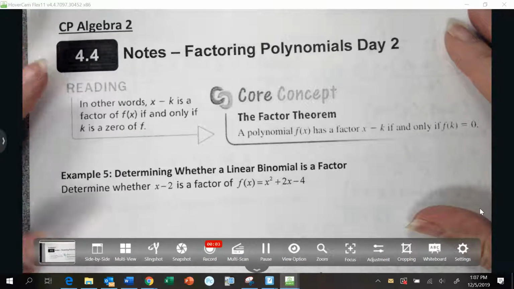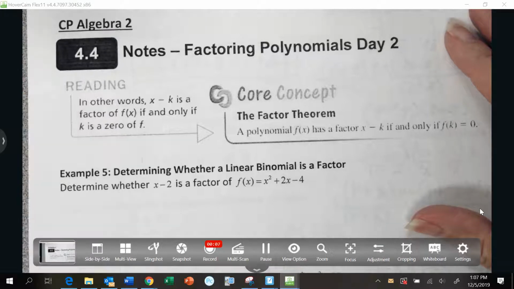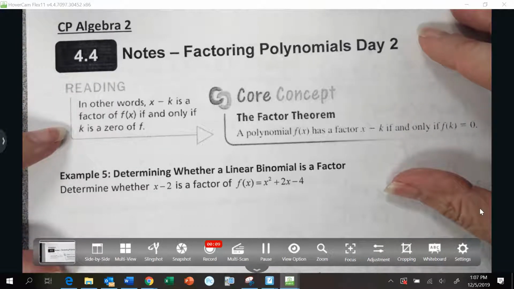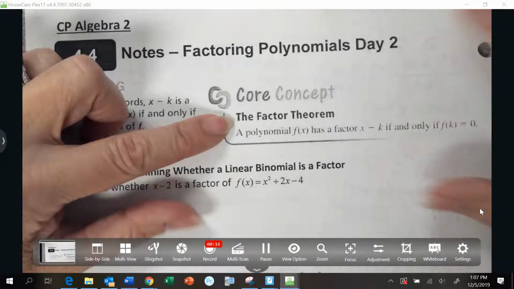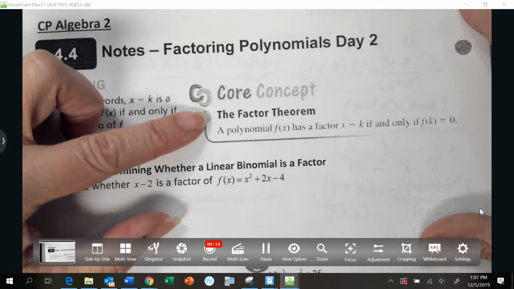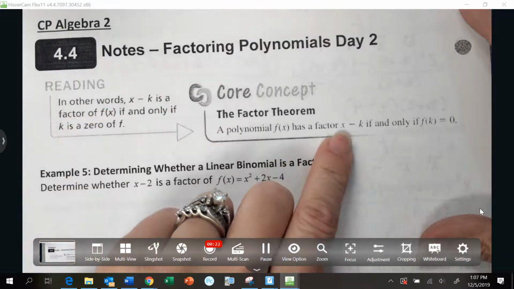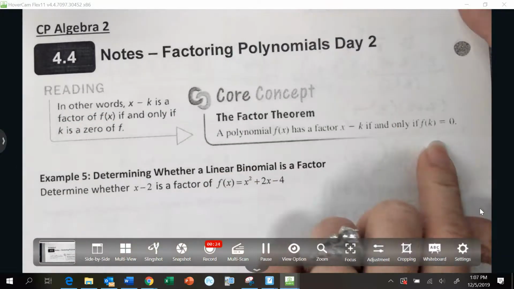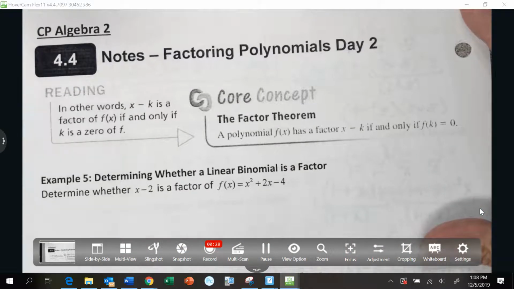Today, we are finishing up section 4.4, which started with factoring. What we're going to do is the factor theorem. A polynomial f of x has a factor of x minus k if and only if I plug in k and I get 0. If I plug in k and I get 0, it's going to be a factor.